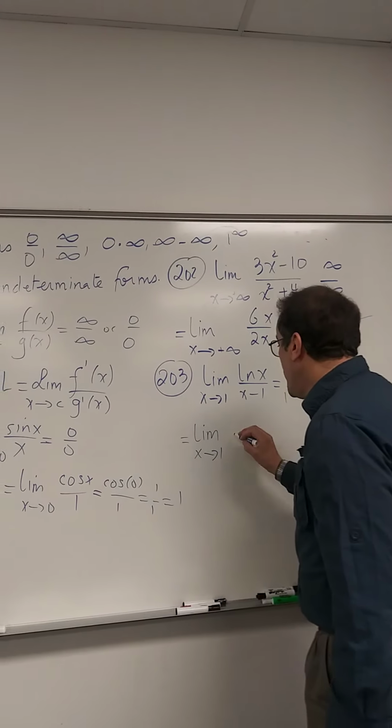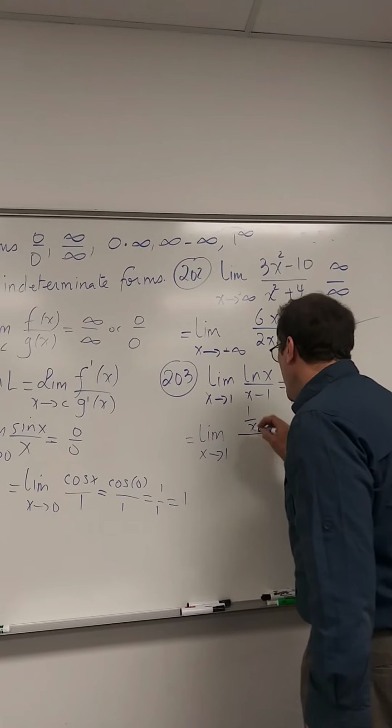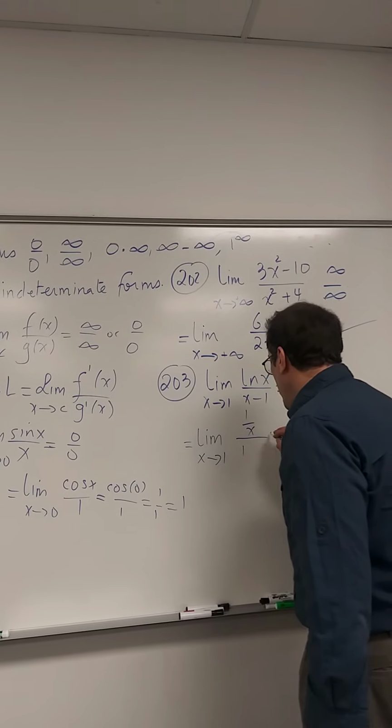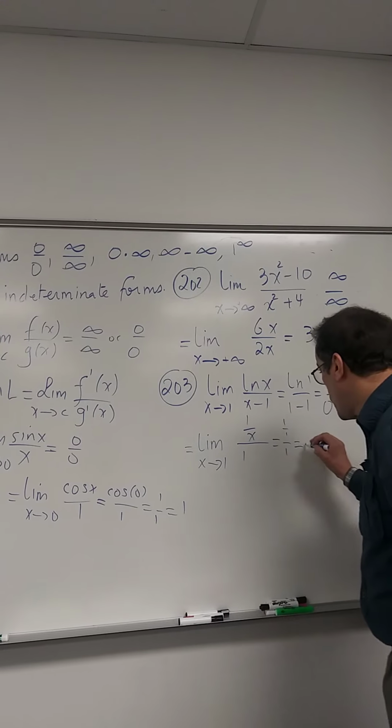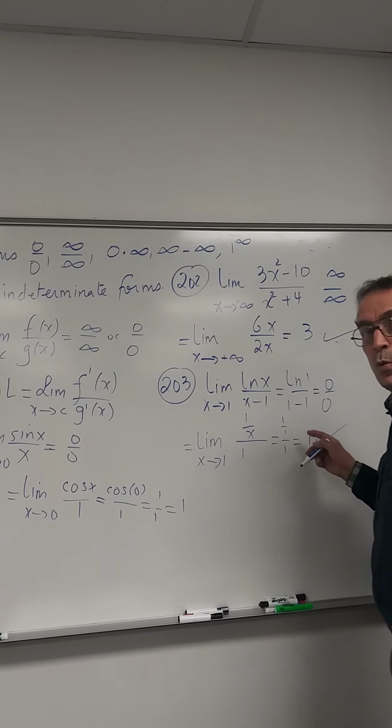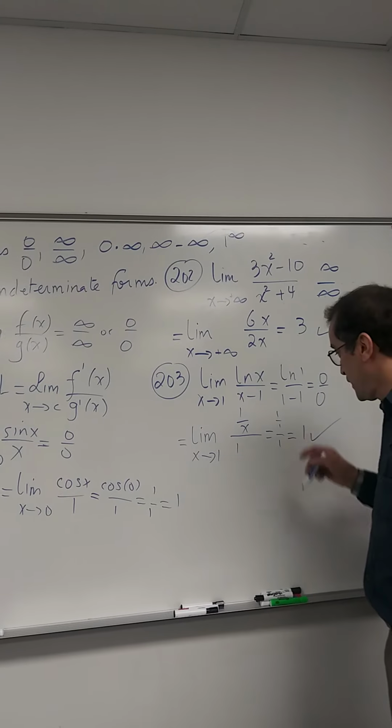The derivative of ln x is 1 over x. And the derivative of x minus 1 is 1. So now substitute 1: 1 over 1 over 1. This is equal to 1. So this limit ends up being 1. It's no longer indeterminate. It's equal to 1.